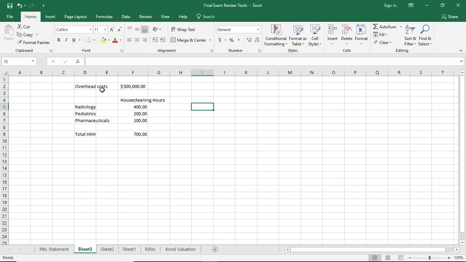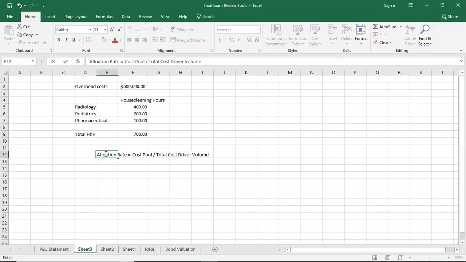So I've got my cost pool. The allocation rate equals the cost pool divided by the total cost driver volume. So in order to find the allocation rate, that's what I'll put right here. We're going to take the cost pool and simply divide it by the total number of hours.